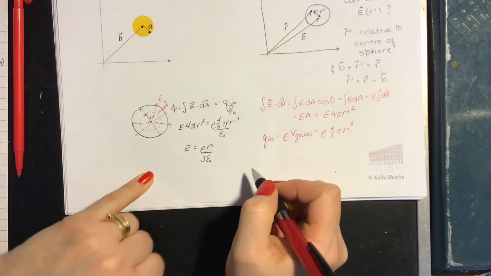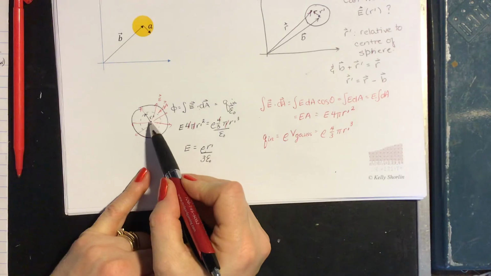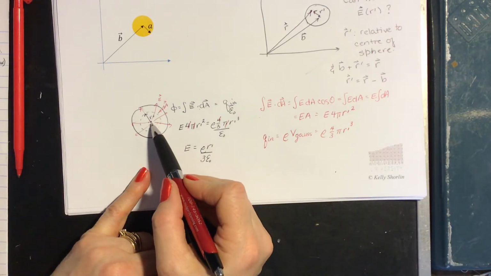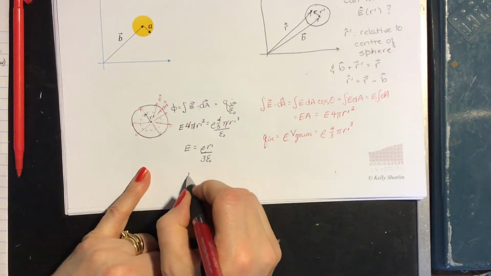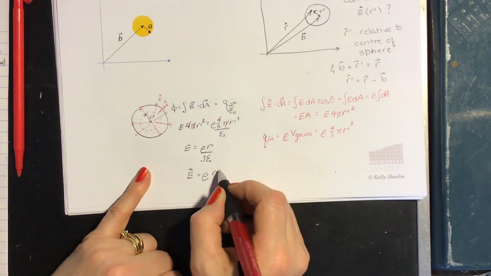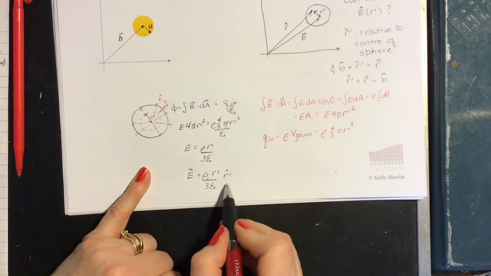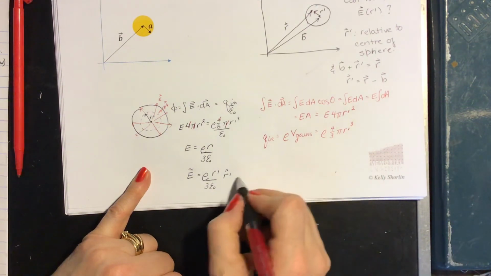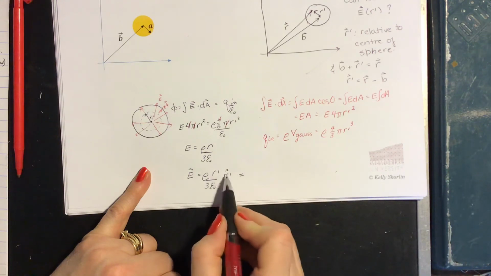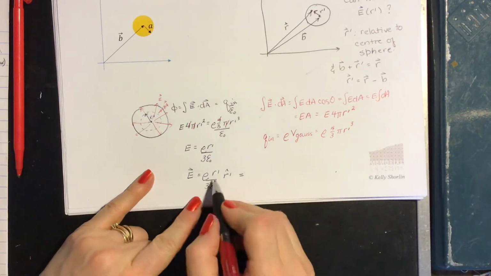Electric field is a vector and it has a direction. The direction of the electric field vector is radial. It points in the same direction as r primed. So E is equal to rho times r primed over 3 epsilon naught, times r primed hat. So that's a unit vector in the direction of r primed. R primed, the magnitude, times the unit vector gives us the vector r primed.